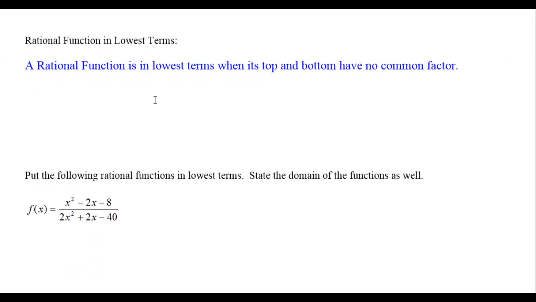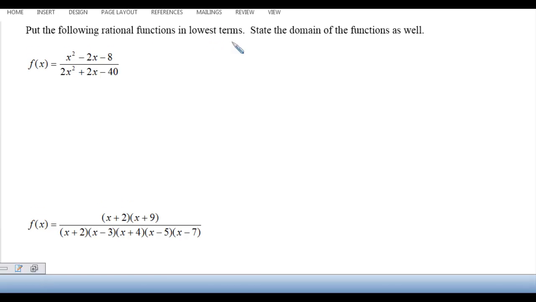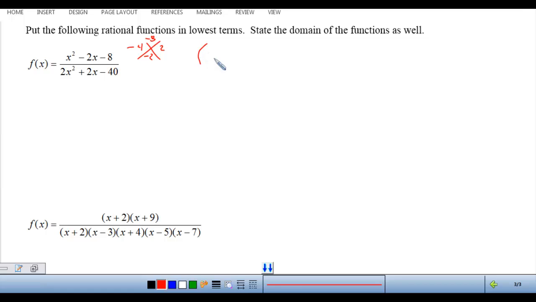Now, a rational function in lowest terms is simply a rational function where the top and bottom have no common factors. So once you factor them out, you've removed the common factors. It's just like reducing, simplifying the term, just like simplifying fractions. So if I look at this first example, I'll go ahead and factor the top, product of the first and last, middle term, find factors at the top that add to the bottom. So I get x minus 4, x plus 2.